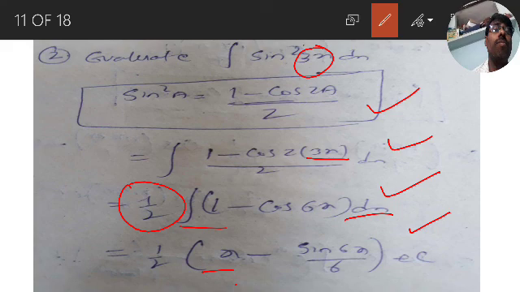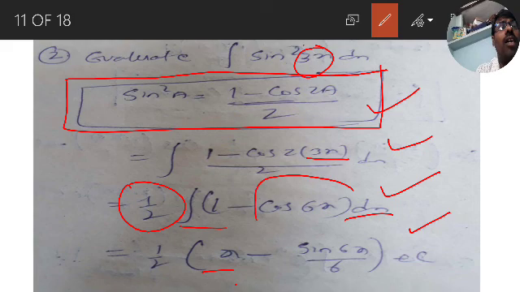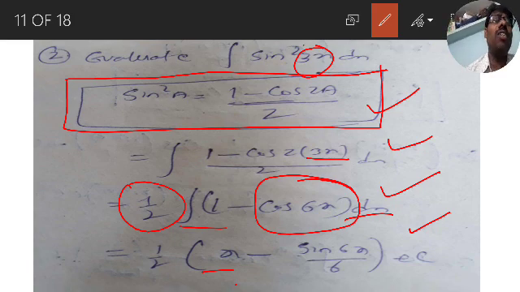Are you getting, guys? Just use the formula sine square a is equal to 1 minus cos 2a by 2, and here the integration by substitution method, no need to substitute t is equal to 6x. We have the observation. What is that? Integration of cos ax is 1 by a into sin ax. That's it. Just apply that. You will get it.